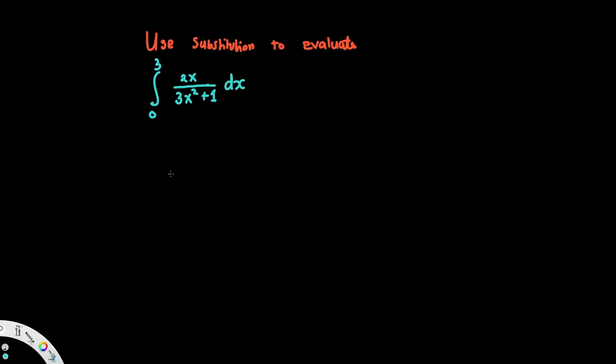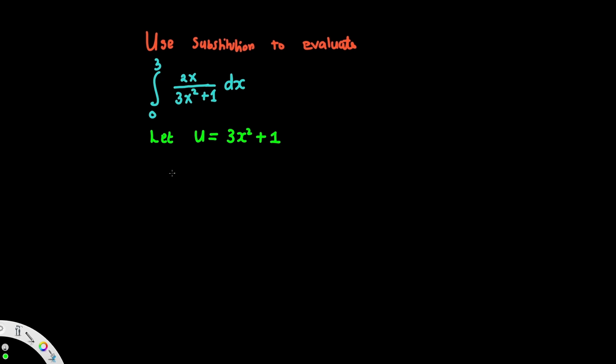So the first thing we need to do here is look at the denominator. We have 3x squared plus 1. Meaning if we differentiate the denominator, we are going to have a term that is similar to what is in the denominator. So we're going to say let u be equal to 3x squared plus 1.